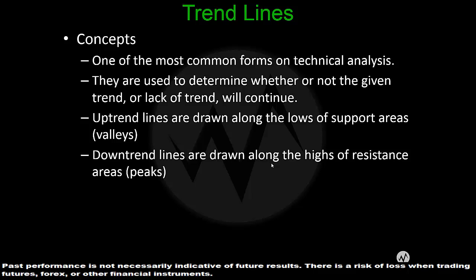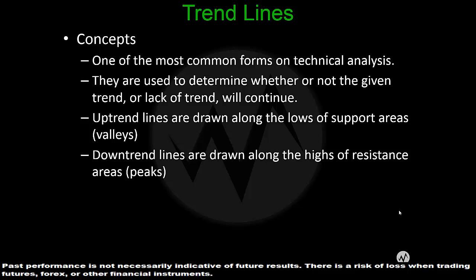Trend lines. Now this is the most common form of technical analysis. This is that second part of the coin that we're talking about. Support and resistance is the biggest concept, but trend lines are probably the most used form of technical analysis here. It's really used to determine whether or not a given trend or a lack of trend will continue at all. It helps bring things into a consolidation area so you can focus on one thing at a time. Uptrend lines are drawn along the lows of support areas, also known as valleys. You'll hear lows and valleys. Downtrend lines are drawn along the highs of resistance areas. These are known as the peaks.